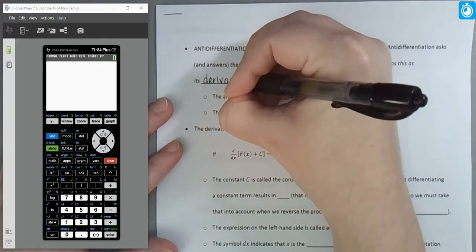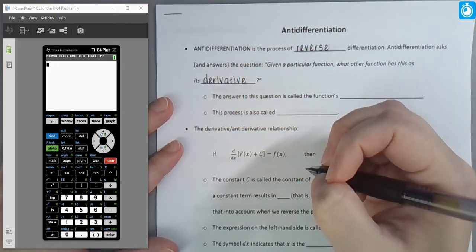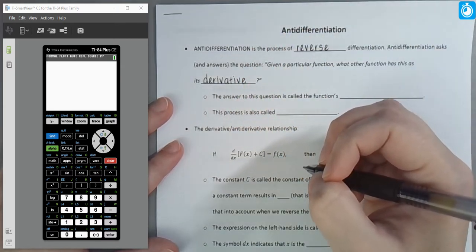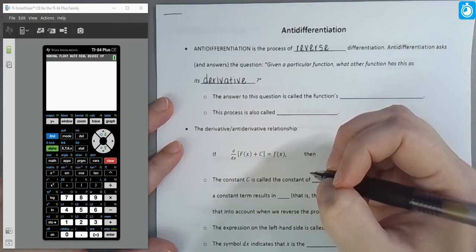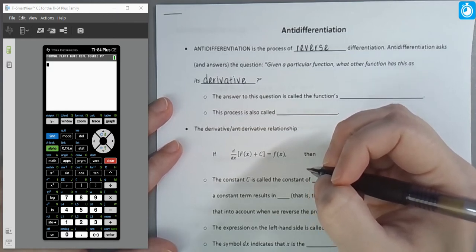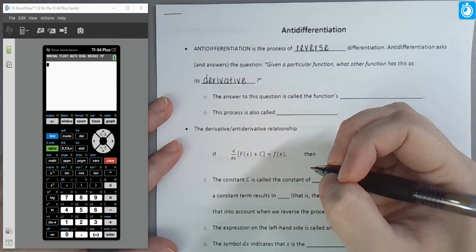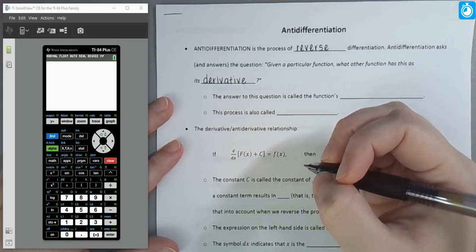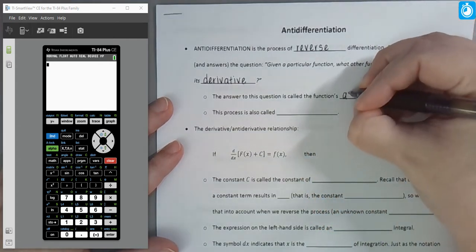So think of it as starting with a function that represents a derivative, something that resulted from differentiation. When we take an antiderivative, we're asking what function did we have to start with to end up with this particular derivative? What would the function be to result in this particular derivative? The function we find to answer that question is what we call the function's antiderivative.